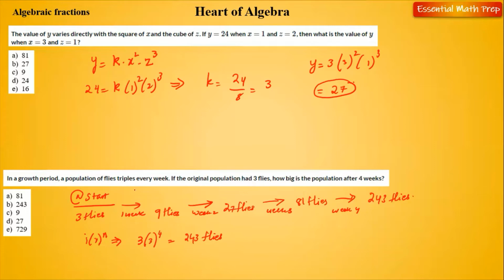So I corresponds to the start, which is 3 flies. R corresponds to the rate. N corresponds to the duration or the time. R is the rate, that is, it triples every week. What this logical equation does is it takes away the guesswork. Am I multiplying by 2 to say that it's triple because it's 3, 3? Or should I multiply by 3? Or should I square or cube? All of this guesswork is taken away by the logical equation that you have.